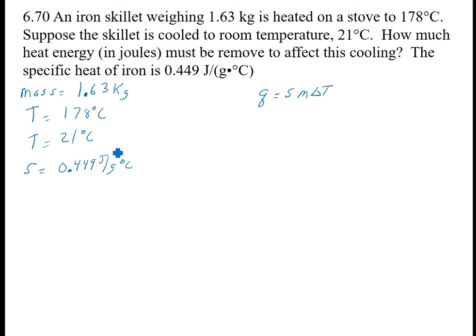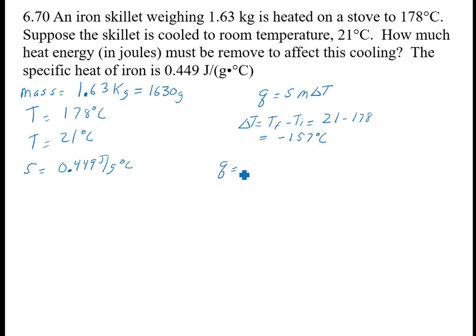You'll notice that the S is in grams, the mass is in kilograms, so I need to convert this to grams. You simply multiply by 1,000, or move the decimal place 3 to the right, and that's 1,630 grams. Delta T is T final minus T initial, although I don't put a whole lot of stock into this, and I'll tell you why in just a second. Basically it's 21 minus the 178. So this gives me a negative 157 degrees C. Okay, and so I'm basically ready to plug it in at this point.